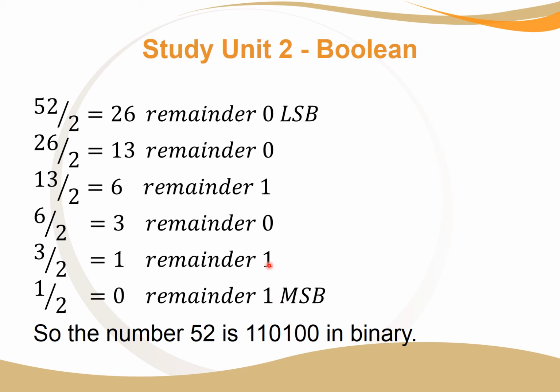So 110100 is our number from most significant bit to least significant bit. And we stopped when we had a 0 here.